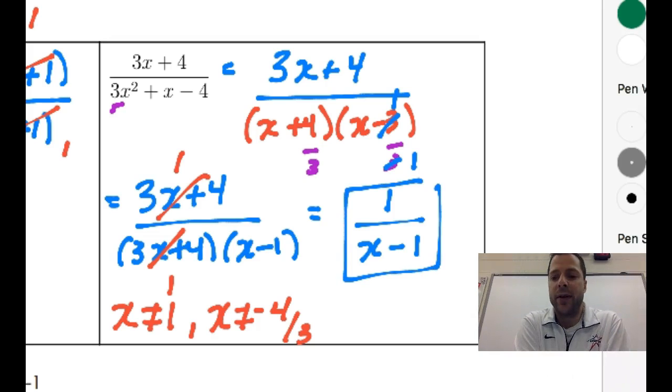And again, I'm going to stop here to make a shorter video, and I'll come back and do example number 3 for you on the guided notes, simplifying by factoring negative 1.